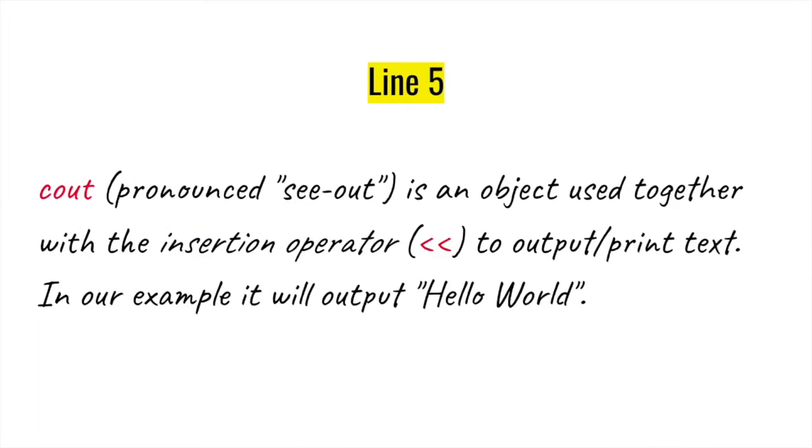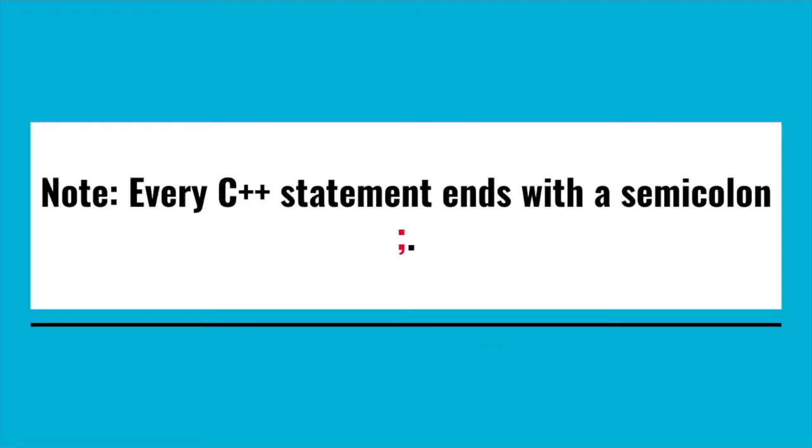Line 5 is cout, which is pronounced "see-out", an object used together with the insertion operator to output or print text. In our example, it will output hello world. Note, every C++ statement ends with a semicolon.